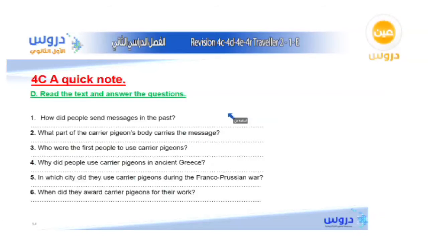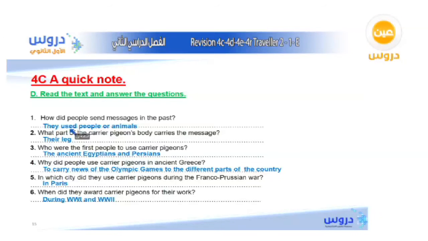Here we have some questions about the previous passage. Read the text and answer the questions. The first question is, how did people send messages in the past? They used people or animals. Number 2, what part of a carrier pigeon's body carries the message? Their leg. Number 3, who were the first people to use carrier pigeons? The ancient Egyptians.